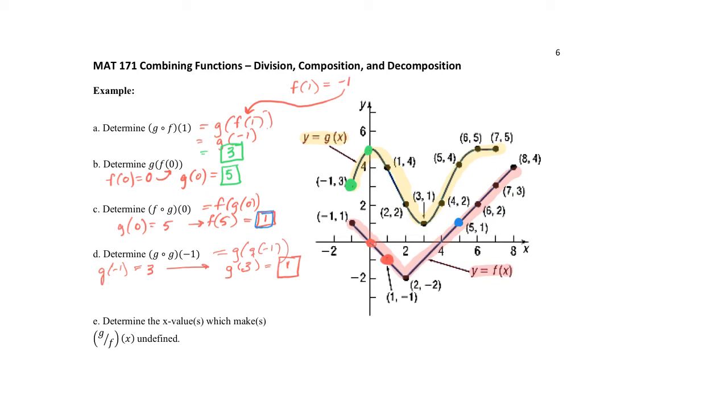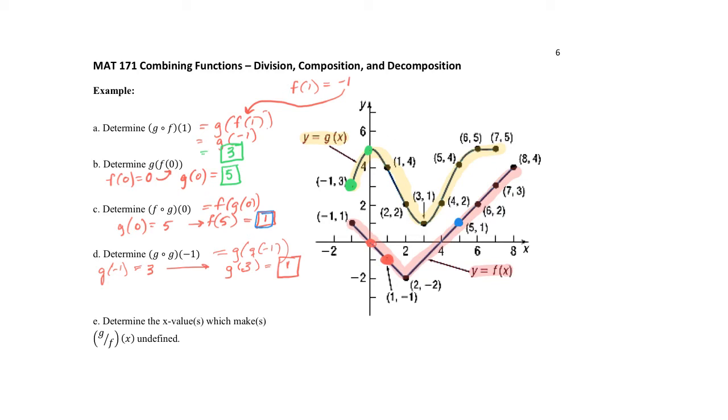Okay, so for C, you'll find that G of 0 is equal to 5. So then you'll evaluate F of 5, and that's equal to 1. D, you'll first determine that G of -1 equals 3, which means you're going to evaluate G of 3, and that also equals 1. Okay, so part E is a little bit different.